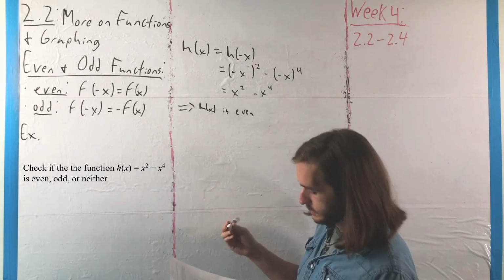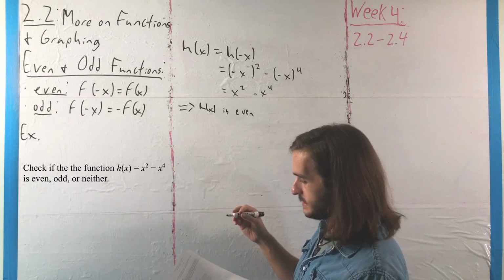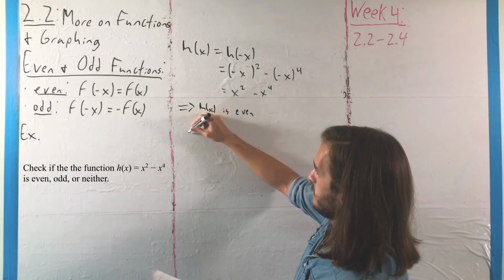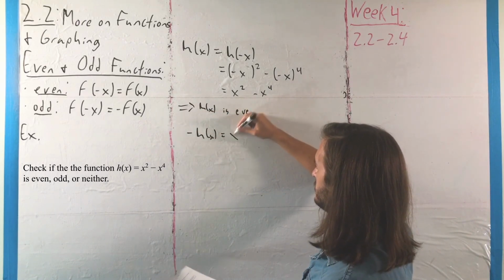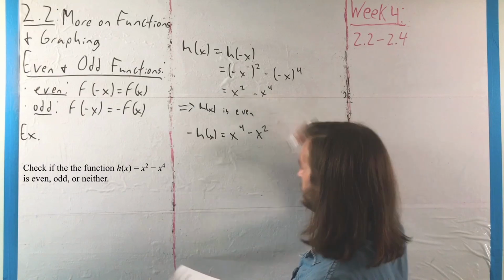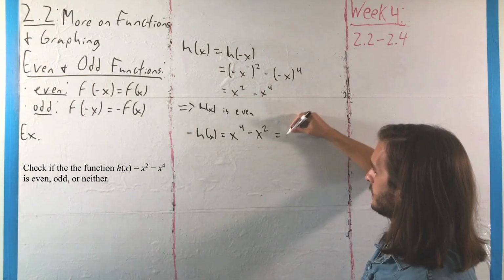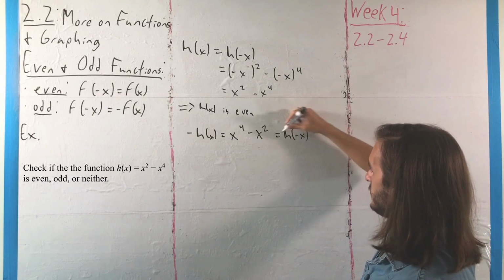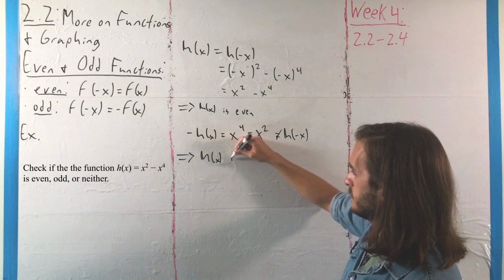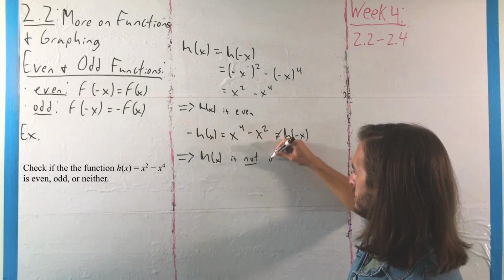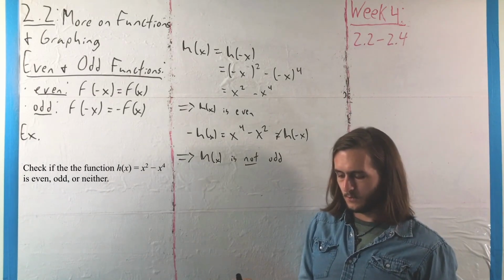And to be sure, you can't have in that way any more involved function that is both even and odd, but just to check to be sure that happens in this case, well, we can see that negative h of x is equal to x to the fourth minus x squared, where this is certainly not equal to h of negative x, so we have that h of x is not odd, as we may well have expected.